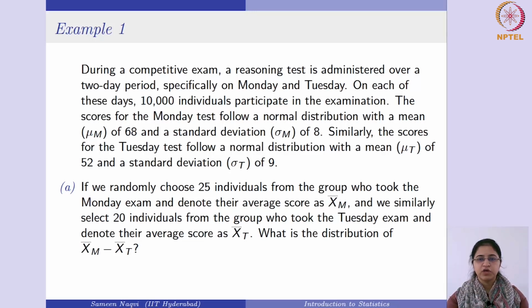Given this information, suppose you randomly choose 25 individuals from the group who gave the exam on Monday, and denote their average score as x with the suffix m, the sample mean for Monday. Similarly, you select 20 individuals from the group who took the Tuesday exam and denote it with the suffix t. What is the sampling distribution of this difference?